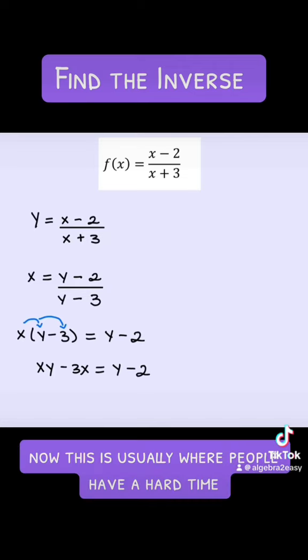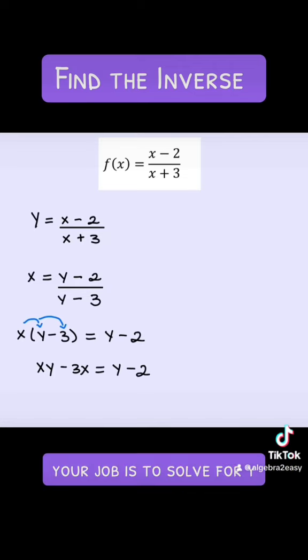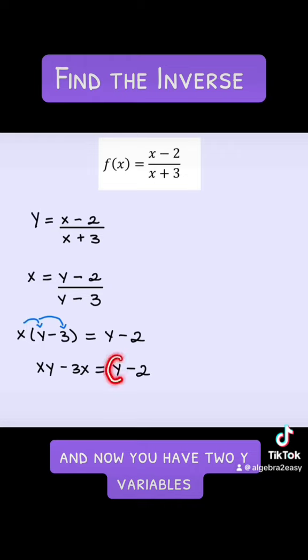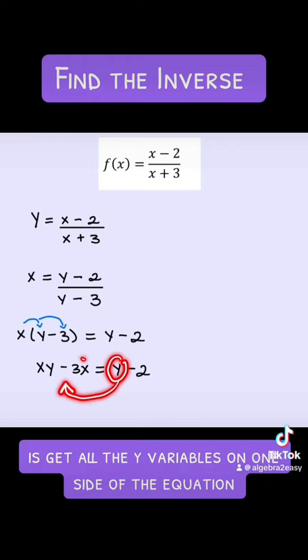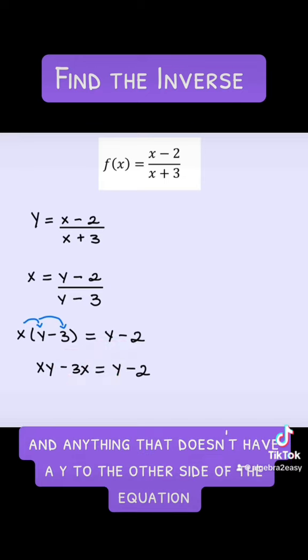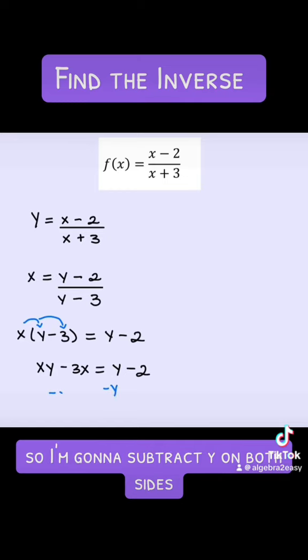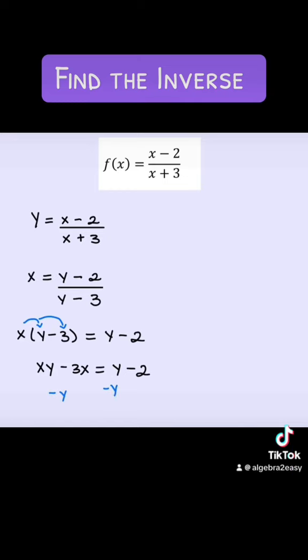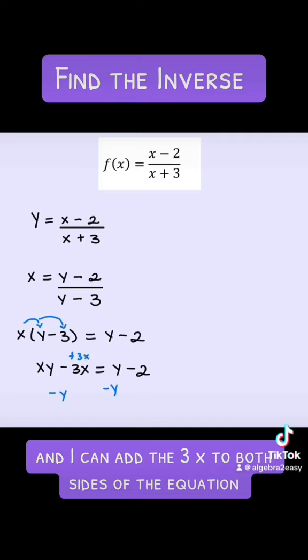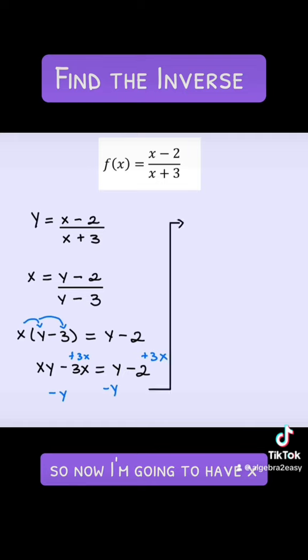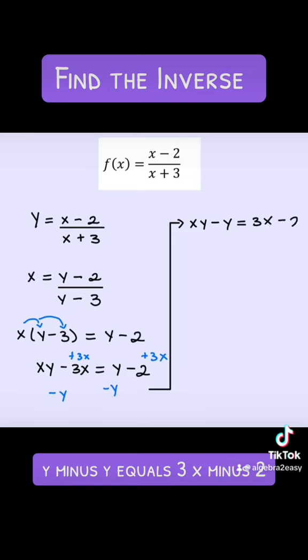Now, this is usually where people have a hard time. Your job is to solve for y, and now you have two y variables. So what we're going to do first is get all the y variables on one side of the equation, and anything that doesn't have a y to the other side of the equation. So that negative 3x is going to need to move. So I'm going to subtract y on both sides, and I can add the 3x to both sides of the equation. This will move everything where I need it to be. So now I'm going to have xy minus y equals 3x minus 2.